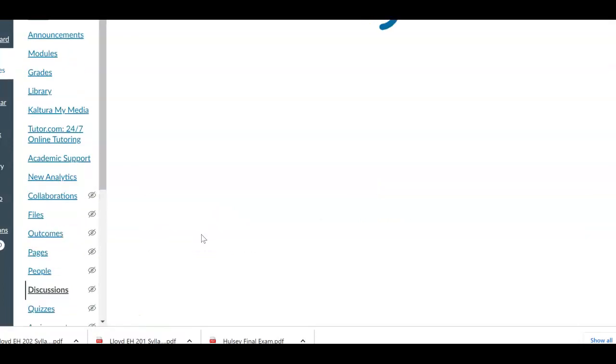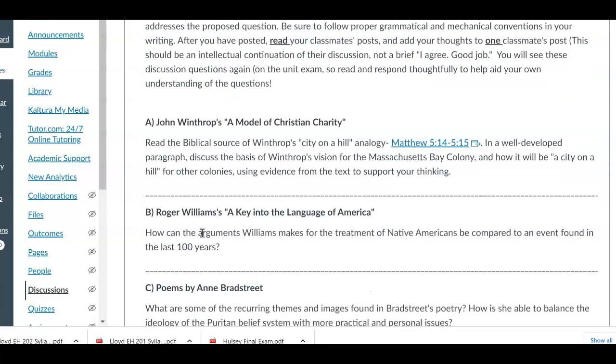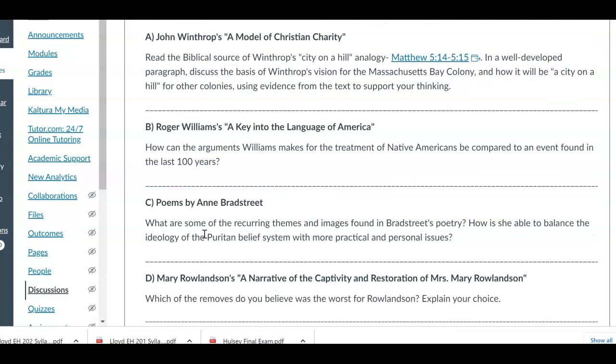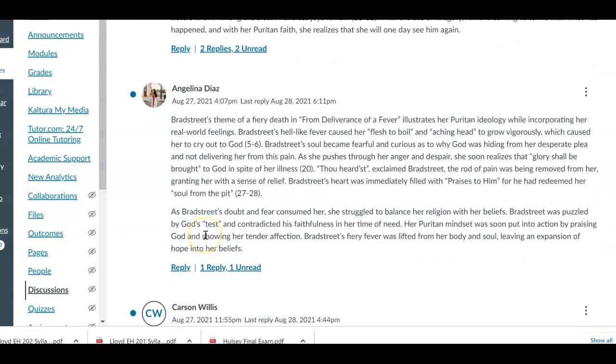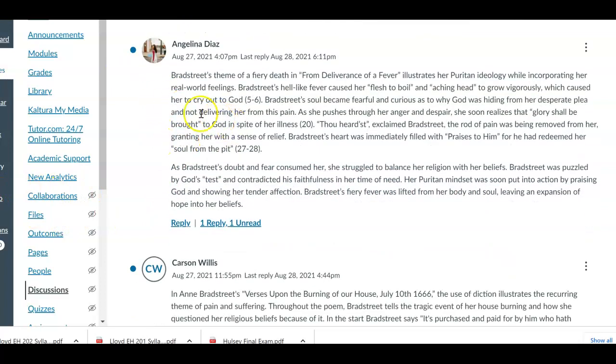Then they would have a prompt. So I would give them multiple ones to choose from, and they could pick one. They could choose one that they want to write about, and then they would write their claim, textual evidence, response, and response CTE thing on whatever text they chose. Like this girl chose from Deliverance of a Fever, and she said the theme of fiery death illustrates her Puritan ideology while incorporating her real world feelings, and she would provide textual evidence, and then she would explain that.